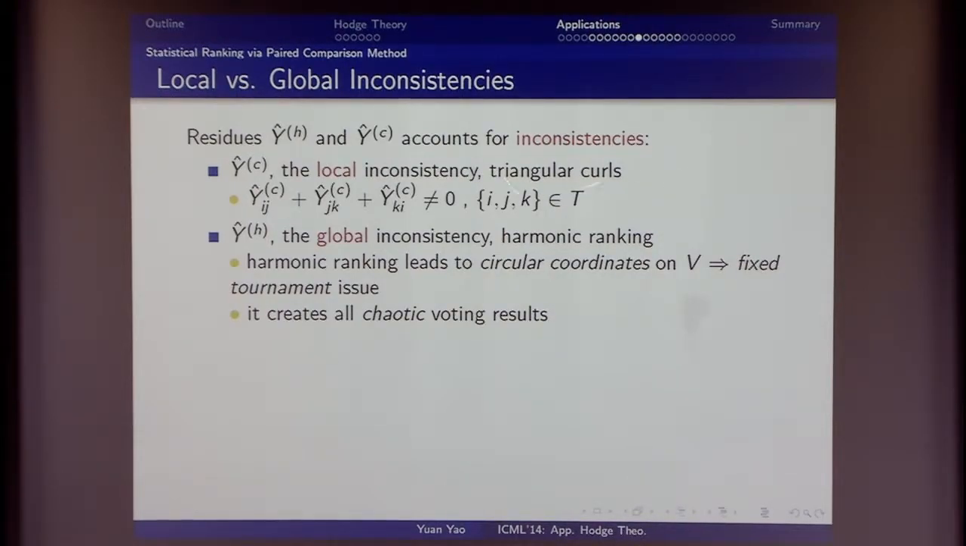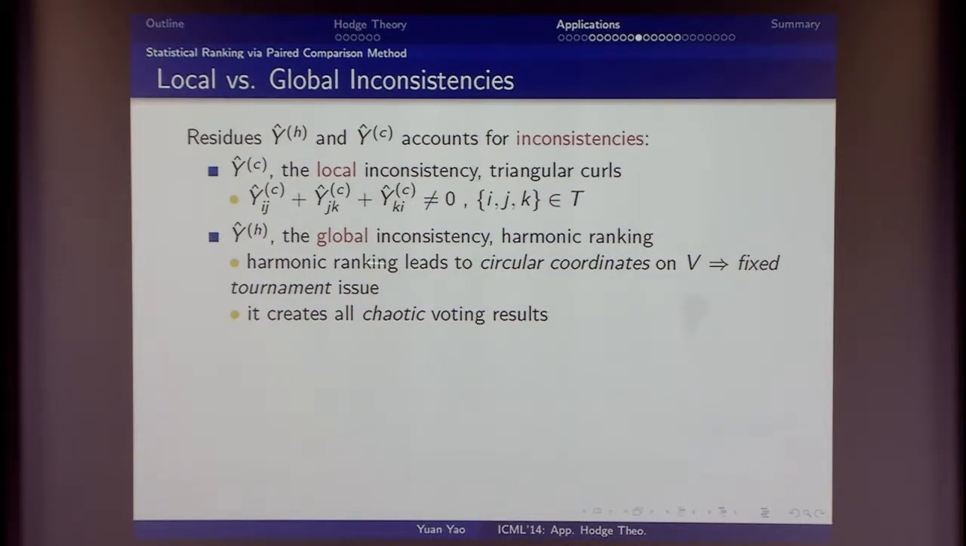So what's the meaning of these two parts? For the curl part, it accounts for local inconsistency, I call it, because on every triangle the total curl should not vanish.